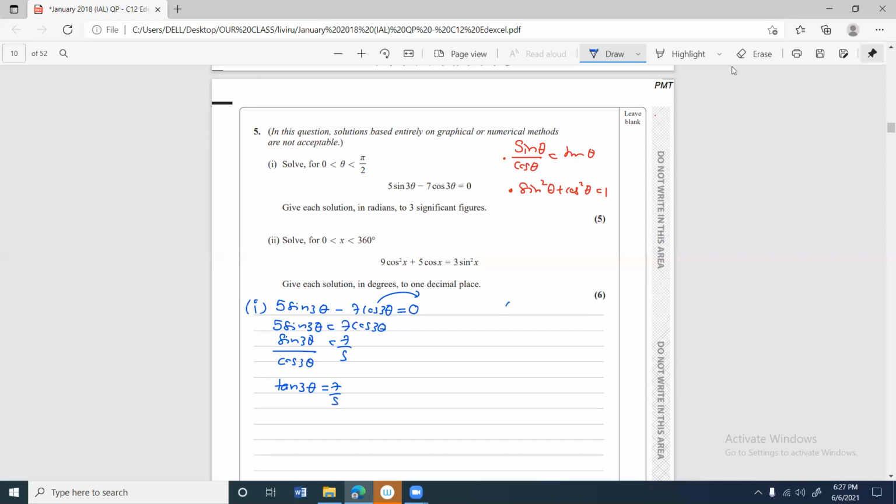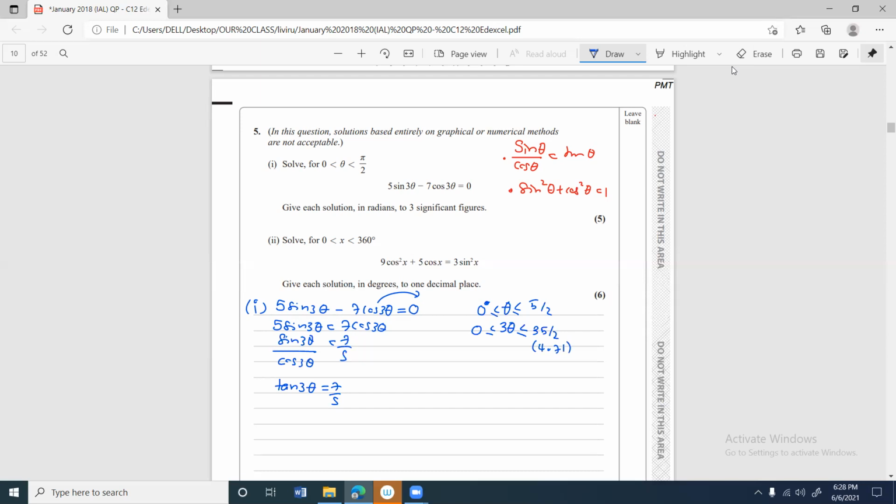Now they have given the range for this. The range for theta is 0 to pi by 2, sorry, it's not degrees. Therefore, the range for 3 theta would be 0 to 3 pi by 2. When you're doing this, see what the value of 3 pi by 2 is. Keep a rough idea of that. That would make it easier for you to understand the situation. So this value is roughly 4.71. Right. Okay. Let's go ahead with this.